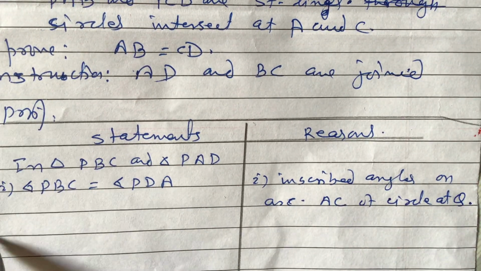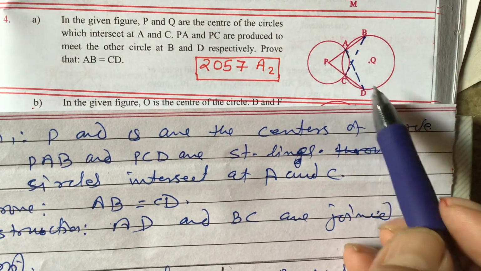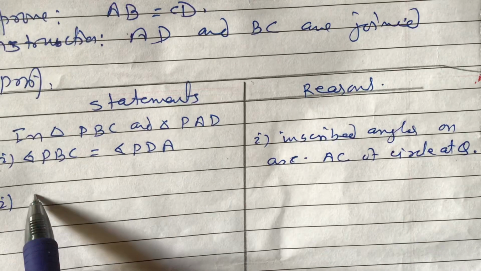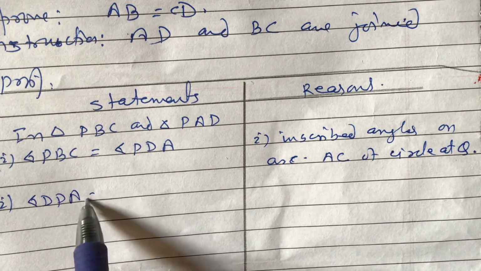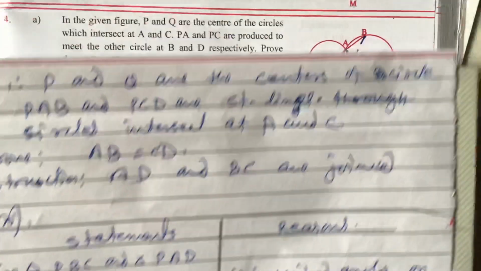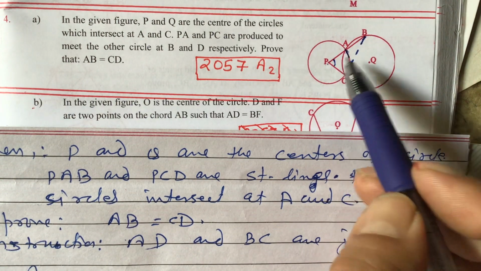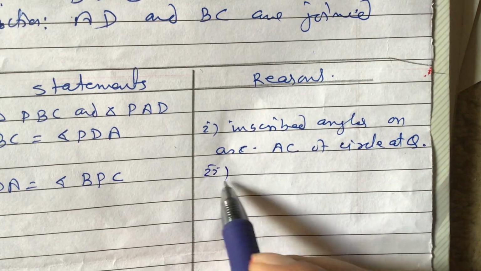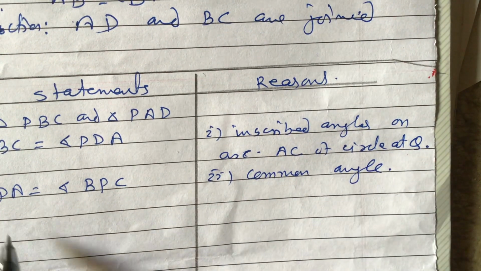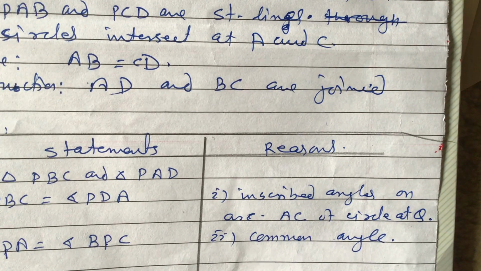Now in number two we can write another angle. Angle DPA equals angle BPC. This is the common angle, angle P for both the triangles.